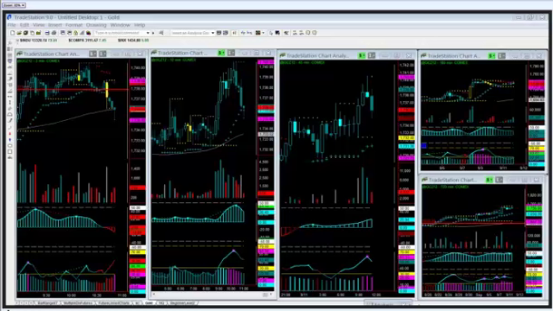Notice that you've had divergence on the 3-minute. You're at the ATR on the 12-minute. This is where I would be anticipating a pop to the upside on the 12-minute.